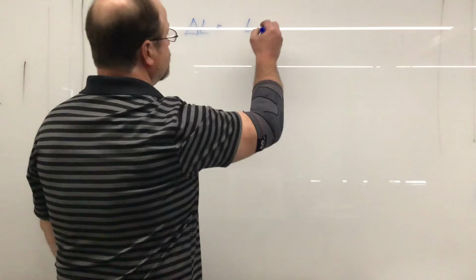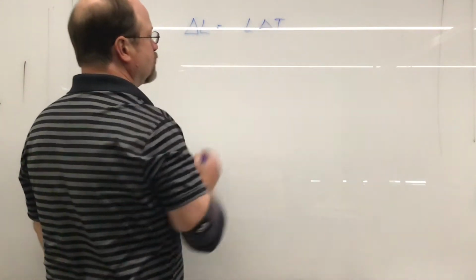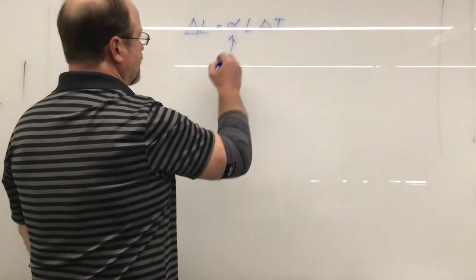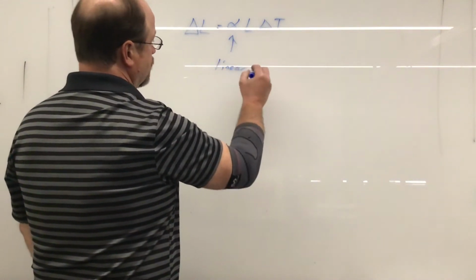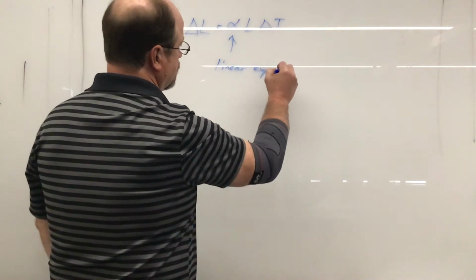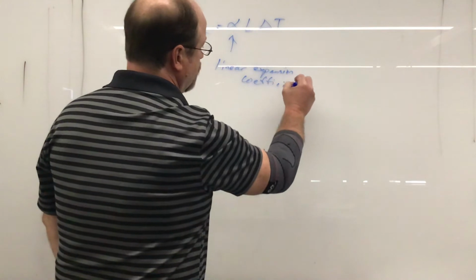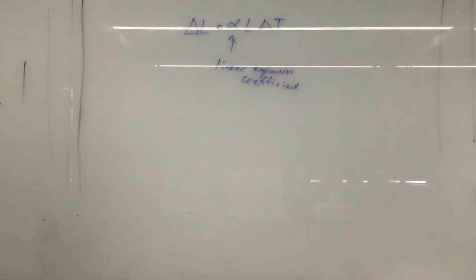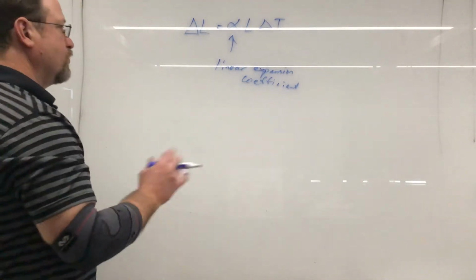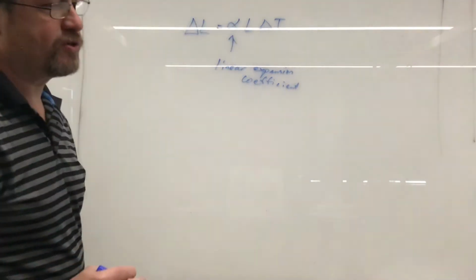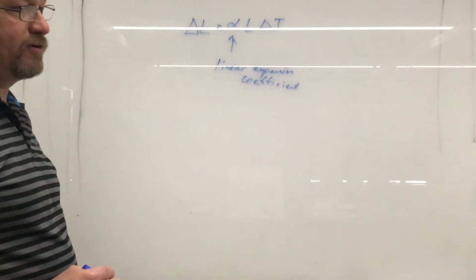So they have some particular length, how much of a change in temperature there is, and then there is a coefficient. And that is, in this case, called a linear expansion coefficient. And in the same way that when we talked about resistance, different materials have different resistances, different materials have different coefficients of linear expansion. So some things expand more than others as it gets cold or hot, and there are tables.